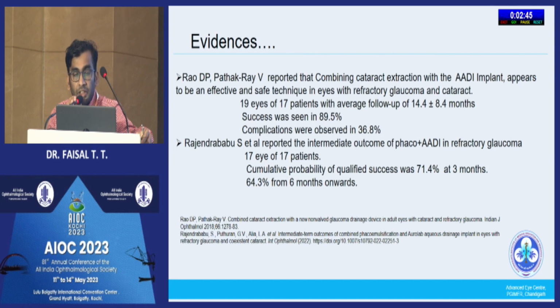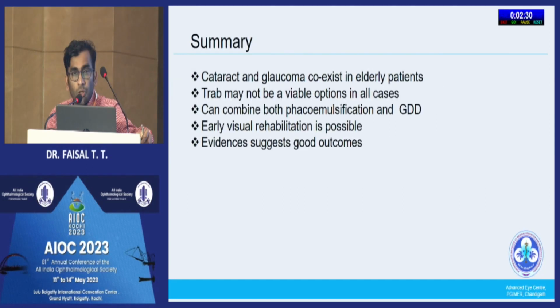patients. Another study also found phaco with GDD in refractory glaucoma. They also had a similar kind of cumulative qualified success, like 17.4% at 3 months with short-term follow-up only, and 64% at 3 months onwards. So I conclude, cataract and glaucoma coexist as diseases in elderly patients, and trab may not be a viable option in all patients.